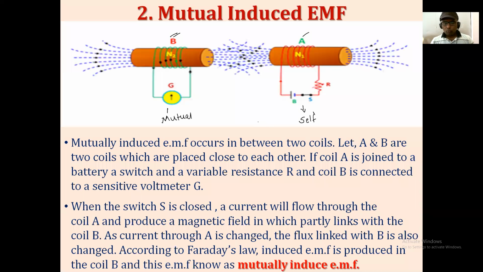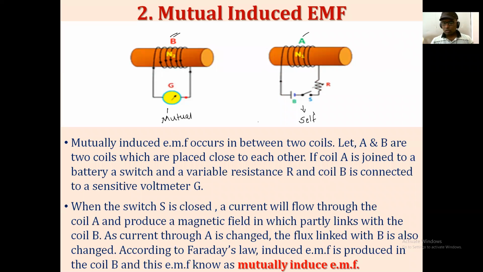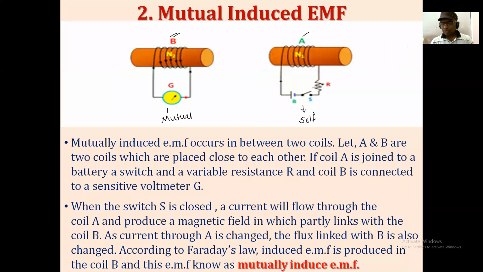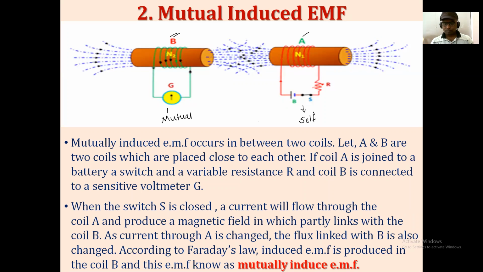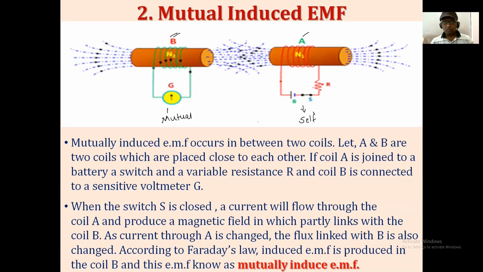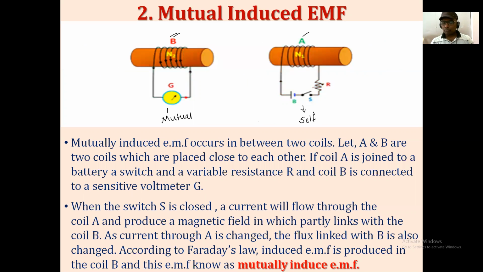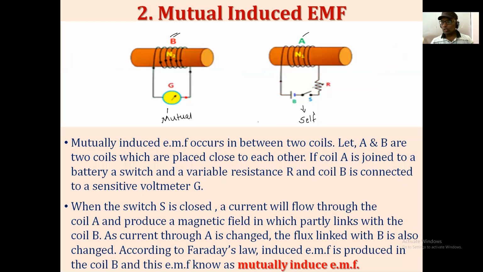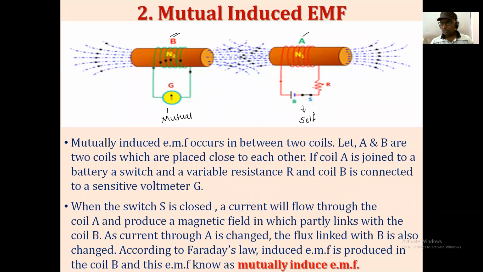Now, when switch S is closed, a current will flow through the coil A and produce a magnetic field, which partly links with the coil B. As the current through A is changed, the flux linked with B also changes. According to Faraday's law, an induced EMF is produced in the coil B, and this EMF is known as mutual induced EMF. Is it clear?